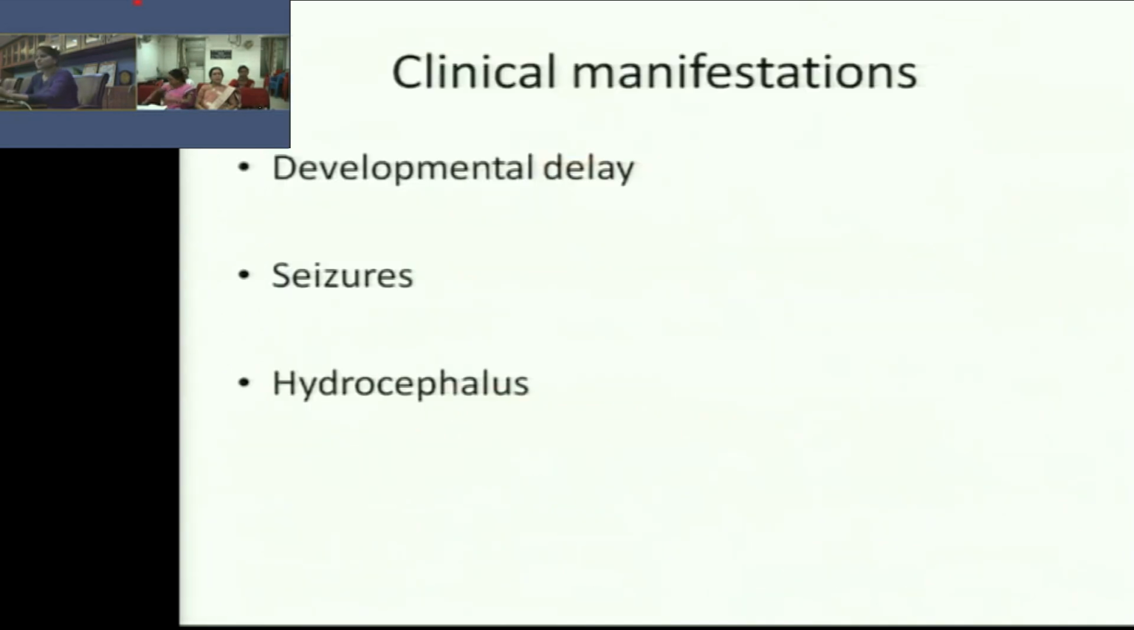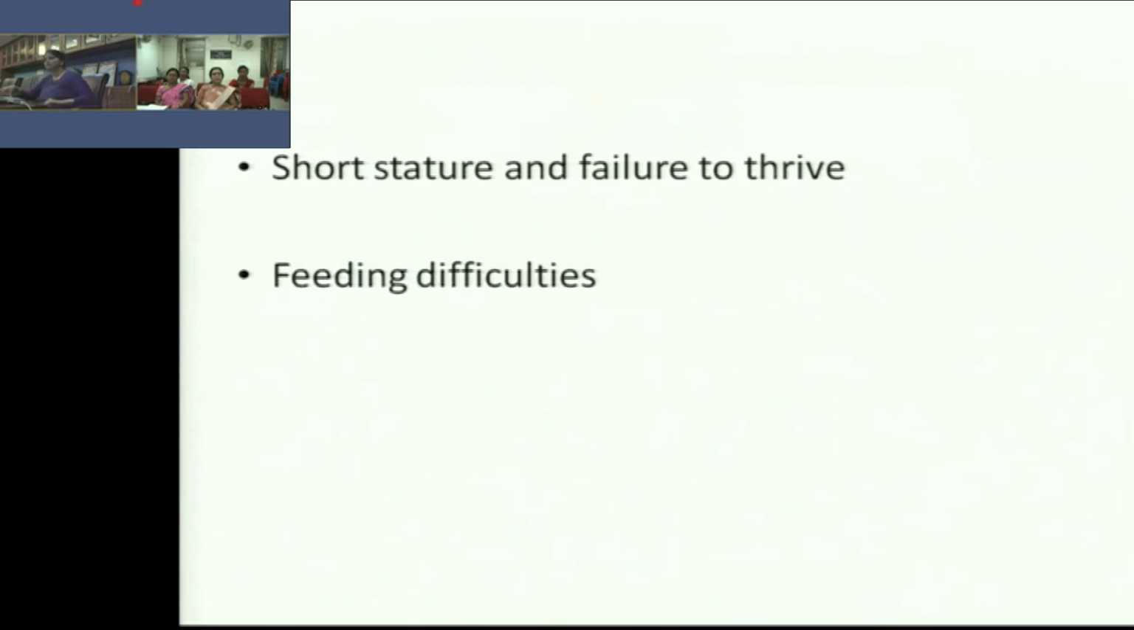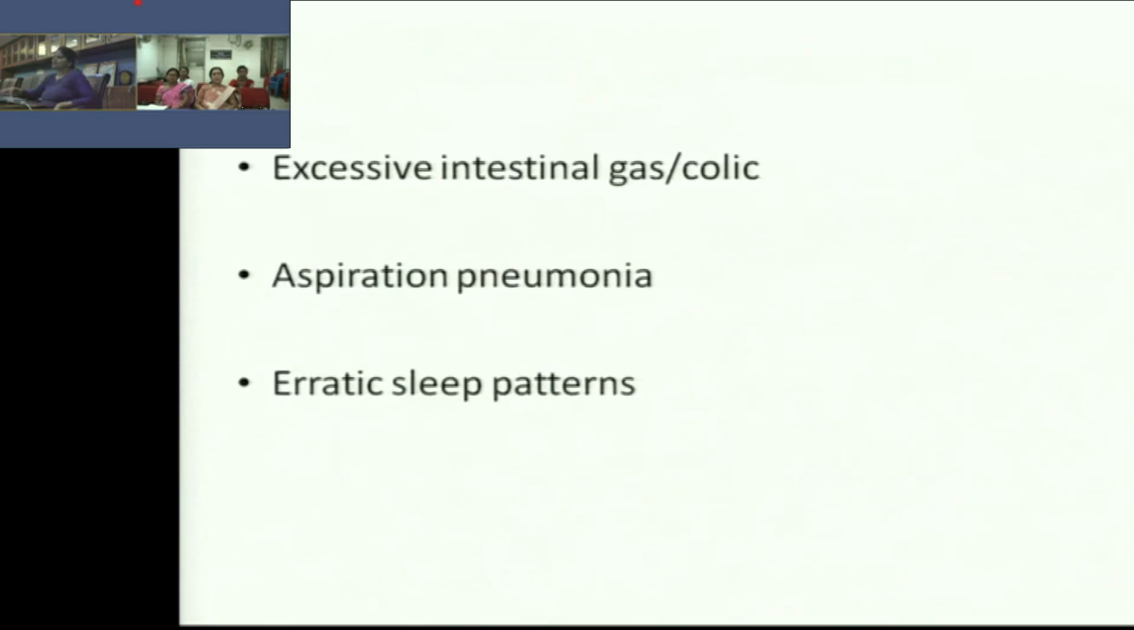So what are the clinical manifestations of holoprosencephaly? It could vary from developmental delays, seizures, hydrocephalus, neurodevelopmental disorders, hypothalamic and brain dysfunction, autonomic dysfunction, short stature and failure to thrive, feeding difficulties, aspiration pneumonia, and erratic sleep patterns.